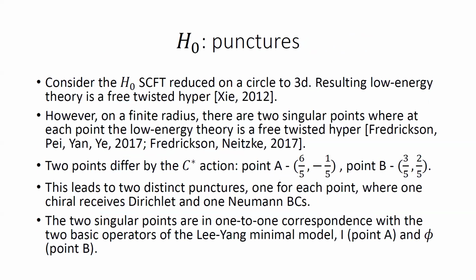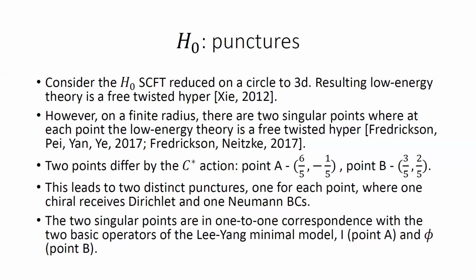In that case, there turn out to be two singular points on the compact Coulomb branch. Well, locally around each point, the low energy theory is still a free twisted hyper, but they slightly differ by the symmetry action, or particularly by how the four-dimensional U1 action is embedded inside the SU2 that rotates the two chirals inside the twisted hyper. Specifically, I've written them down here. So you have point A and point B. Here I've written down the R charges in terms of the 4D R symmetry for one chiral and for the other one. So for one point, these are the R charges. For the other point, these two are the R charges.